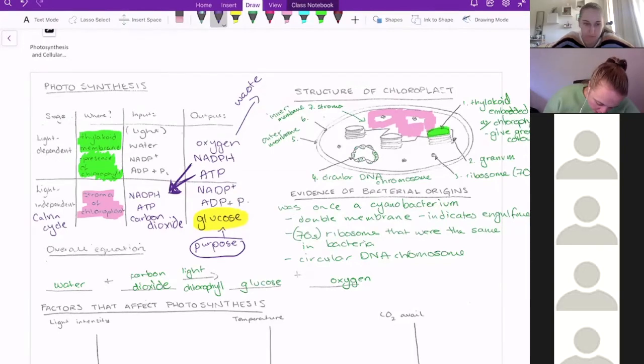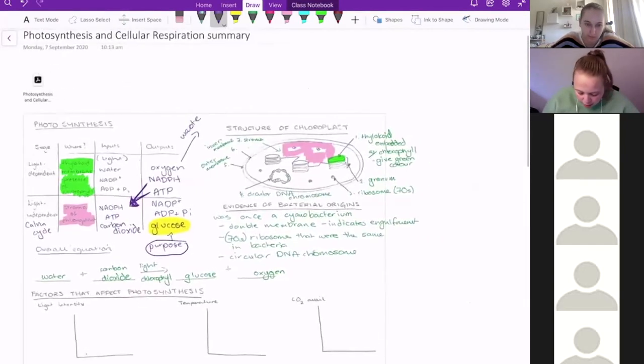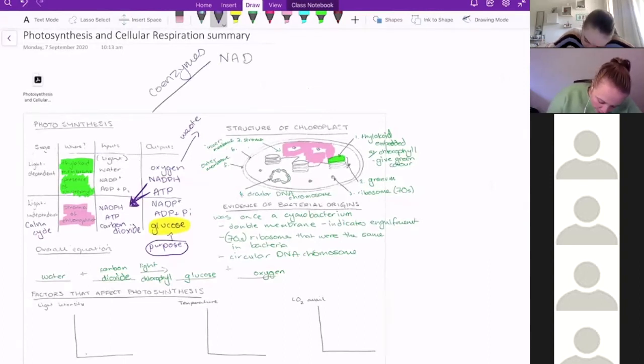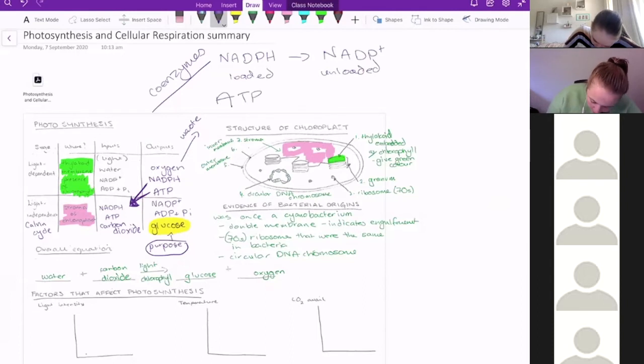Why do we need them? So these are my coenzymes. NADPH can be turned into NADP plus. These are the loaded forms. These are the unloaded forms. And ATP is the loaded form, ADP plus Pi.